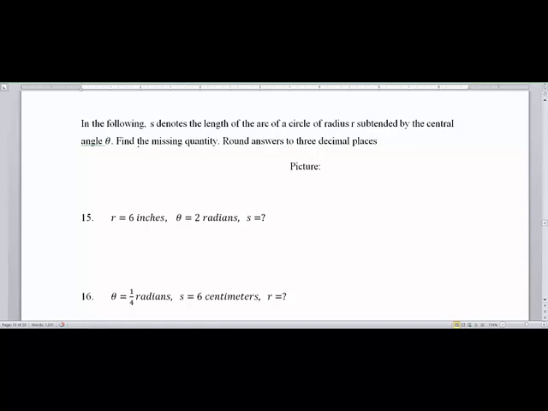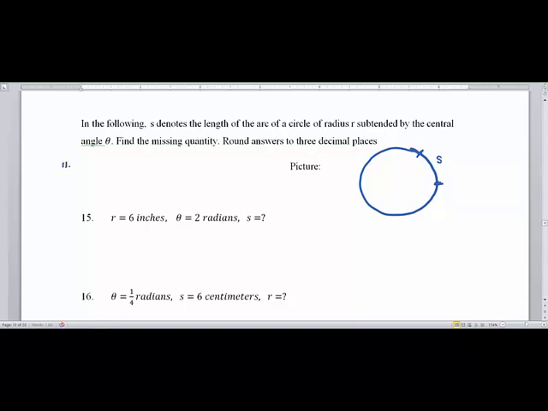So first, we've got a big sentence to unpack. I'm going to try to translate this to you after I get done reading it once. In the following, S denotes the length of the arc of a circle of radius r subtended by the central angle theta. Ooh, okay, what does that mean? Well, first of all, let's draw a circle. Now, what we have is S, which denotes the length of the arc of a circle. So starting at 0 degrees, we're going to have a certain distance from here to here, and we're just going to call that distance S. That happens to be our arc length.